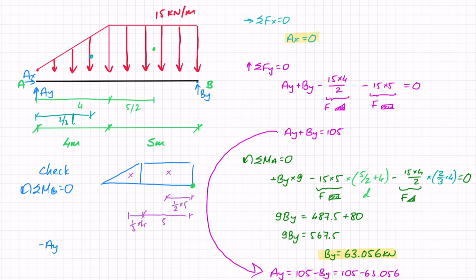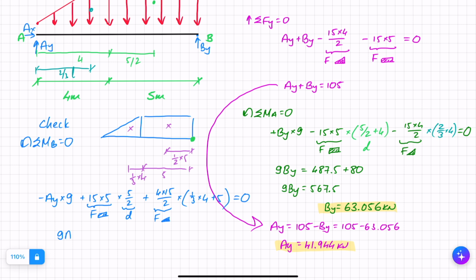So you've got minus AY times 9, that's from the reaction force, plus 15 times 5, that is the force of the rectangle, times, as we said, 5 divided by 2, that's the distance, plus the force from the triangle, so 4 times 15 divided by 2, that's the force, also the area of the triangle, and now times its distance, which is going to be a third of the length 4 plus 5. And all that needs to equal 0.